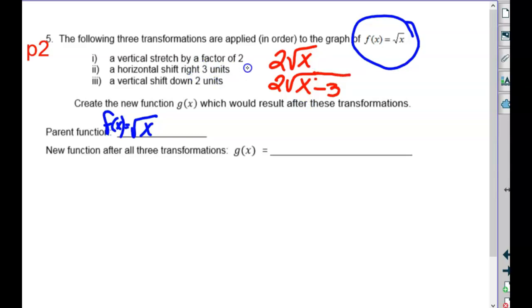And then a vertical shift down 2 is vertical, so it's y, so it's on the whole function. I could put it all in parentheses, I don't need to, because the order of operations said the last thing I would do is what? Down 2, and it's not needing to be the opposite. So we have 2 square root of x minus 3, minus 2. Any questions?